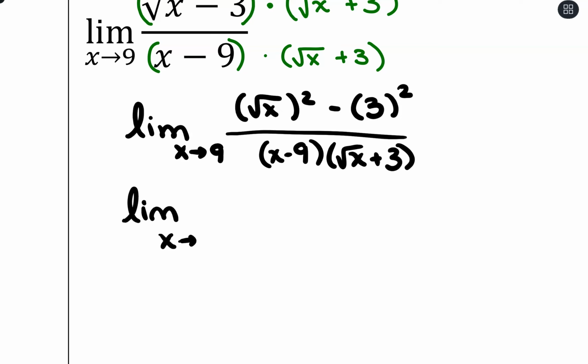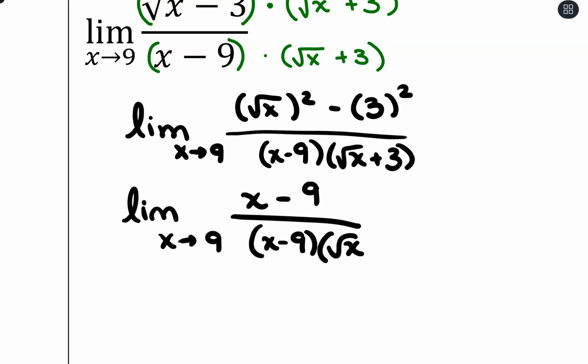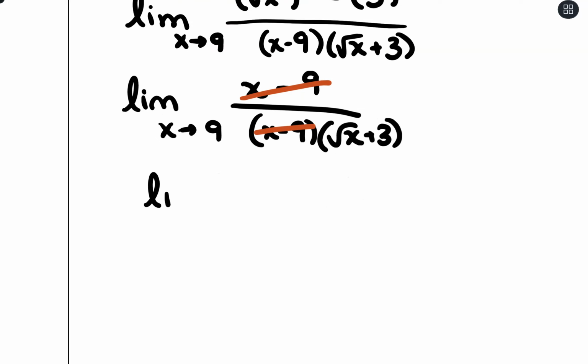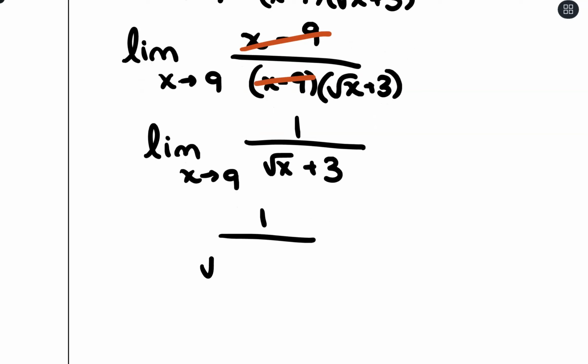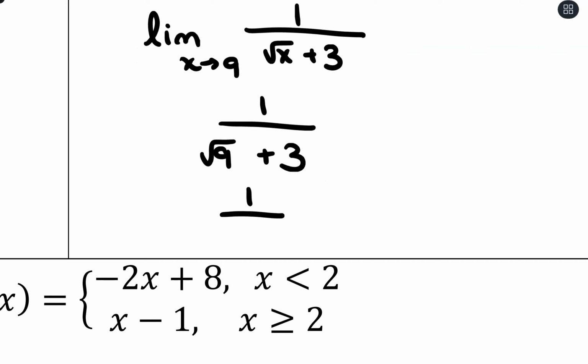So the limit as x approaches 9, root x squared is just going to be x, minus 3 squared, which is 9, over the x minus 9 times root x plus 3. And glad I left that factored because those x minus 9s cancel. So this is the same as evaluating the limit as x approaches 9 of 1 over root x plus 3. Now I can go ahead and plug in 9. So root 9 plus 3, so a 3 plus 3 for a 1/6.